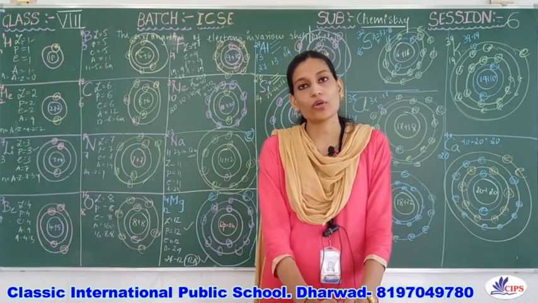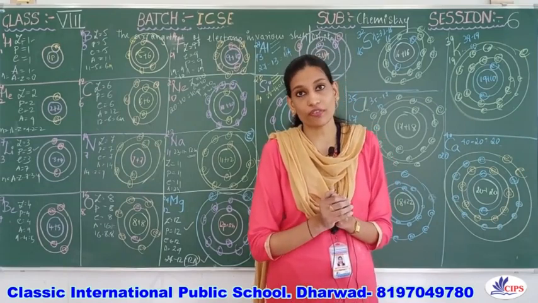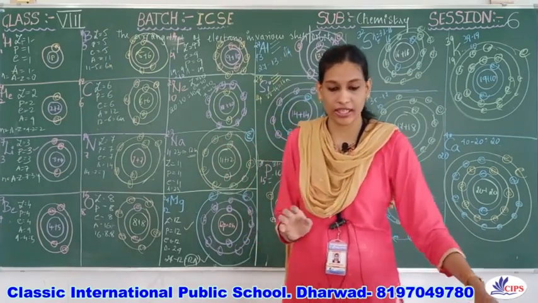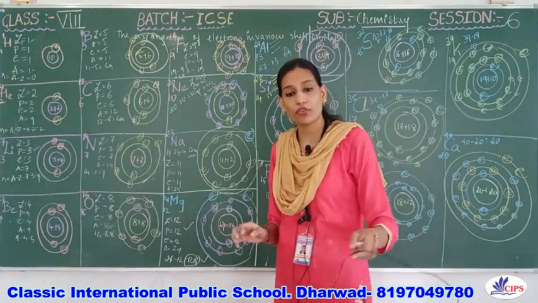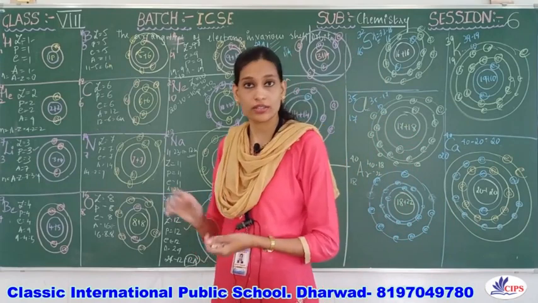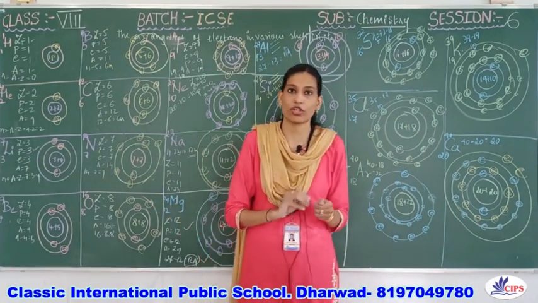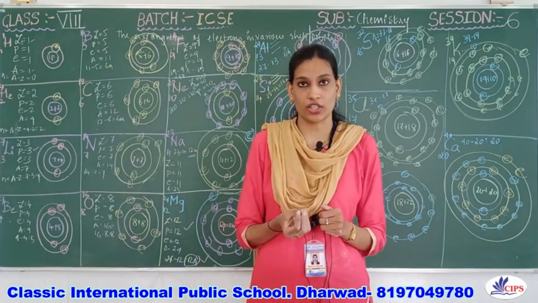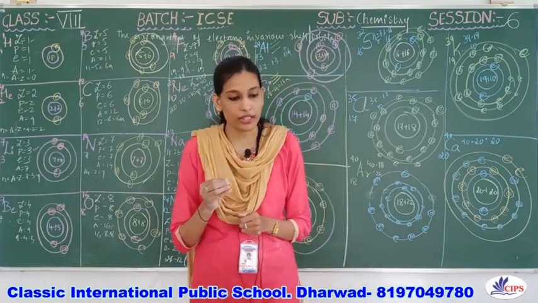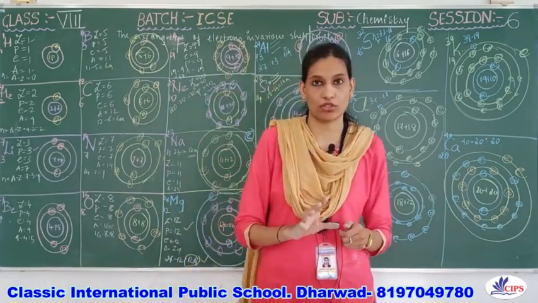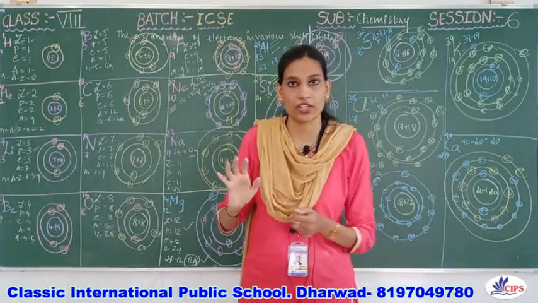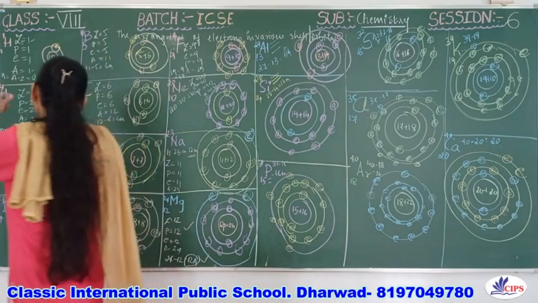Now we have 20 elements here, and we studied their structures and the distribution of electrons. Now we need to know their electronic configuration. Electronic configuration is nothing but the arrangement of electrons in the K shell, L shell, M shell and N shell, how the electrons are arranged. So let us stay here.